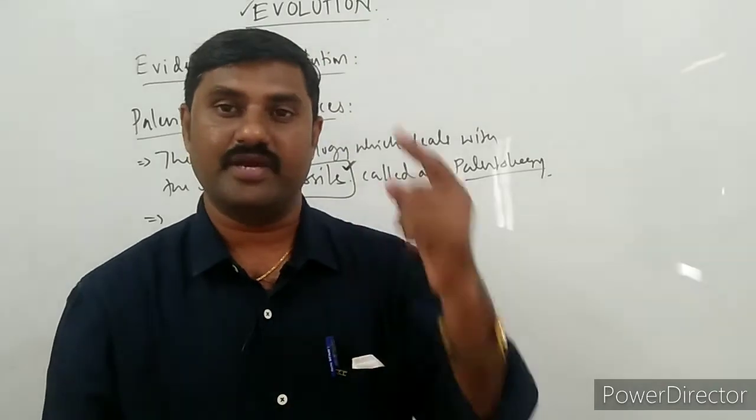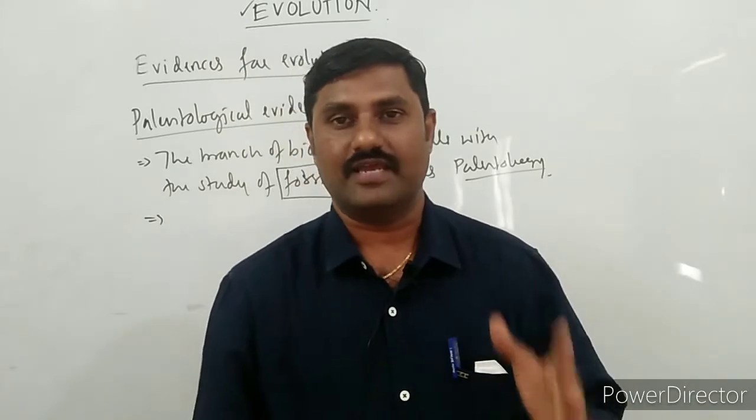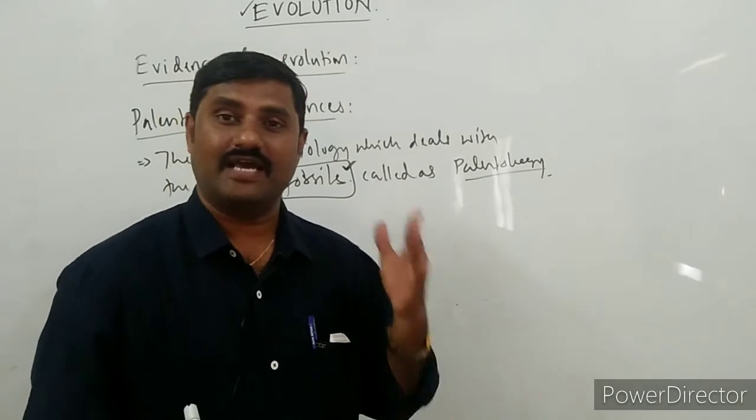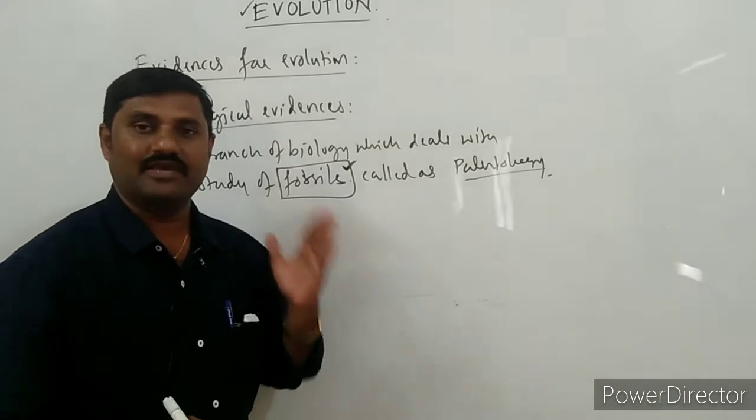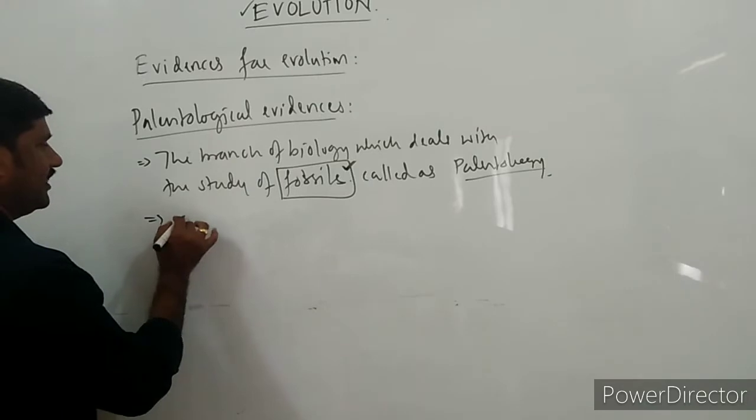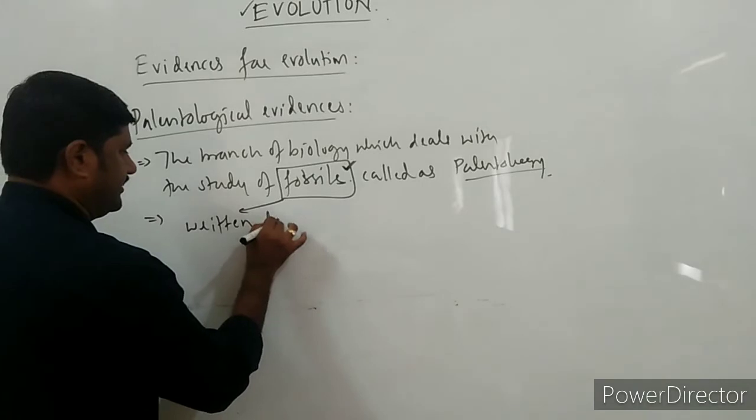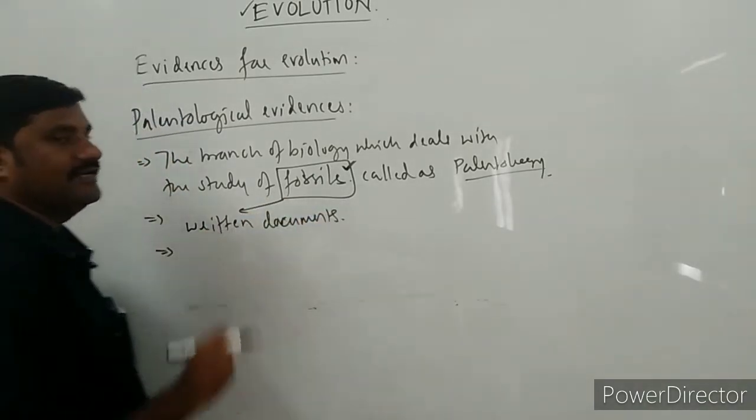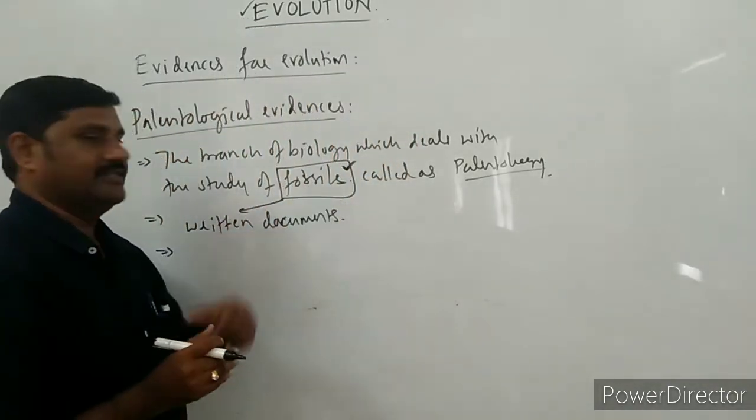Once again, I would like to remind what evolution is. It is the process of formation of new organisms or species from the pre-existing ones, slowly and gradually, called evolution, right? So these fossils show us the evolution which has taken place on this earth. It is very clear. That's why these fossils are said to be written documents. These are also one kind of evidence, right?